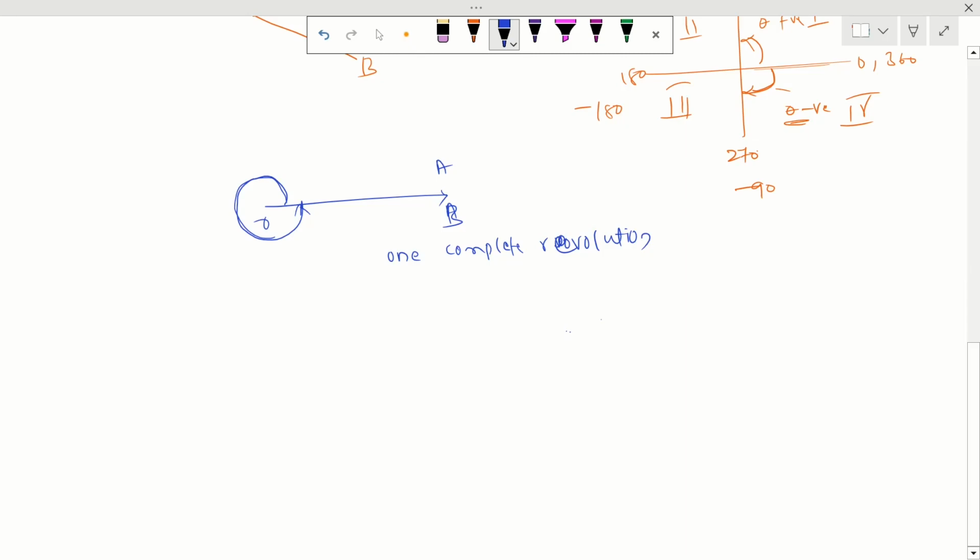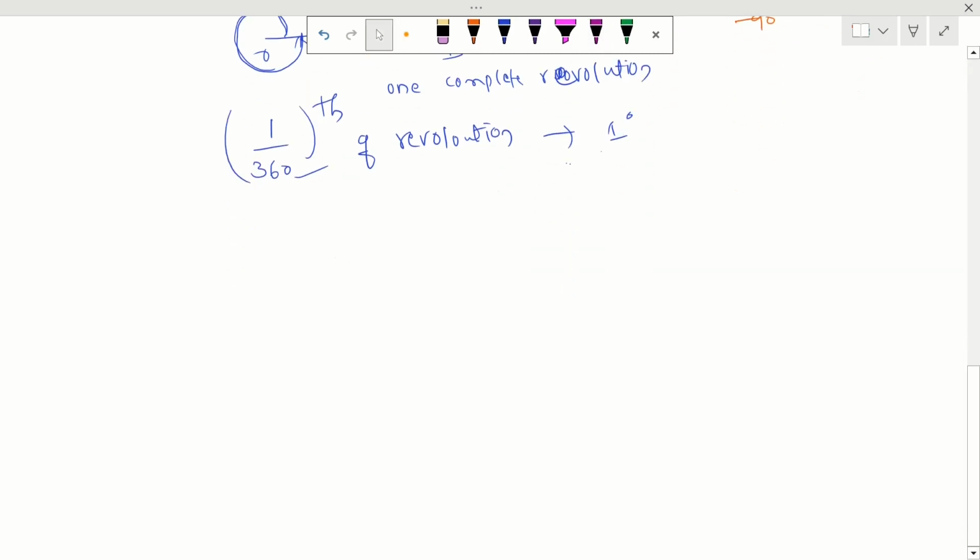Okay, the initial and terminal side are at the same position, right? So here one complete revolution means what? One complete revolution means 360 degrees, so 1 by 360th of a revolution. Because when one complete cycle we are having 360 degrees, 1 by 360th of a revolution is called 1 degree, right?